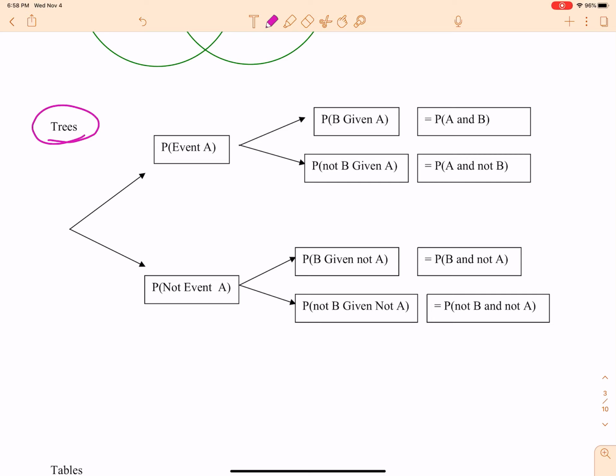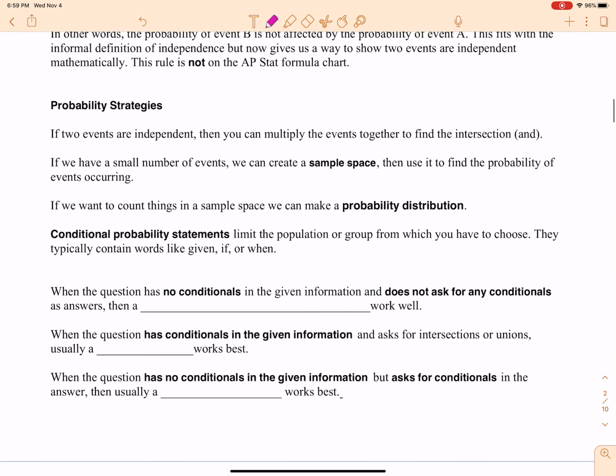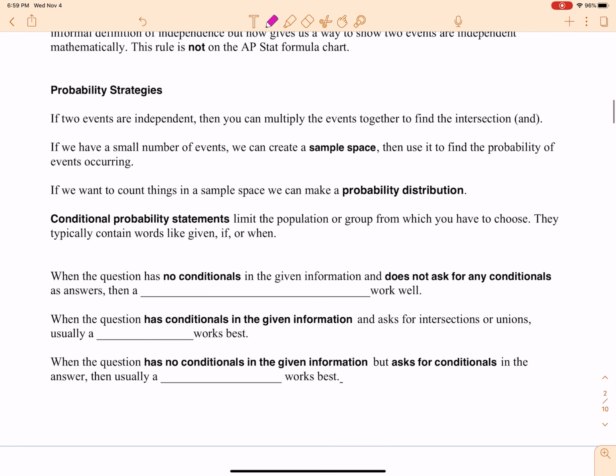All right, so trees work really well when you have a situation where you've got the probability of an event and the probability that you don't have the event, and then you've got more probabilities after that. So these work great for probabilities of something happening within a probability. So these work great for conditionals. Okay, so these work great when you have conditionals set up in the problem. So let me show you, let's go over our probability strategies again.